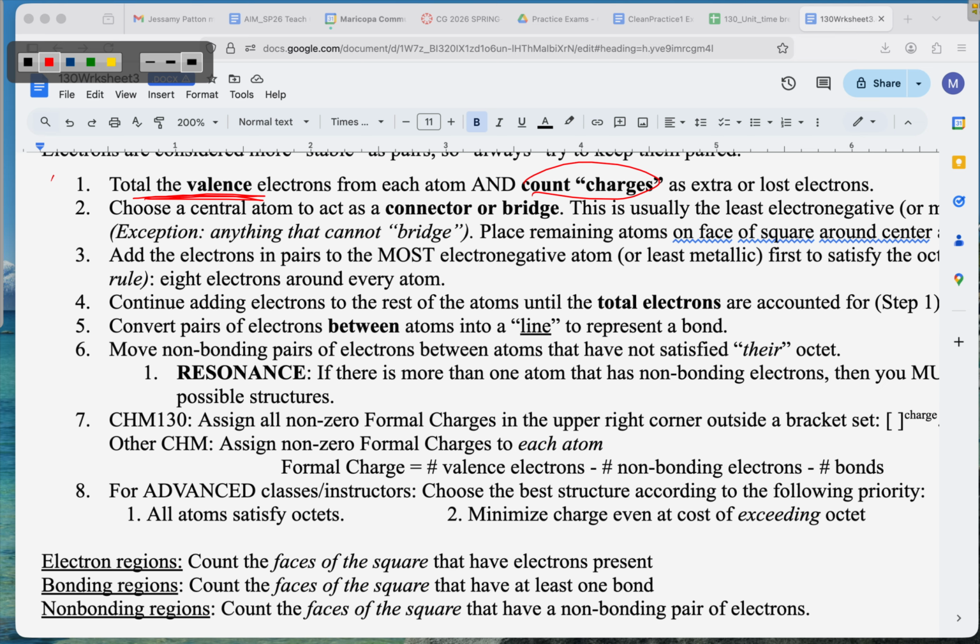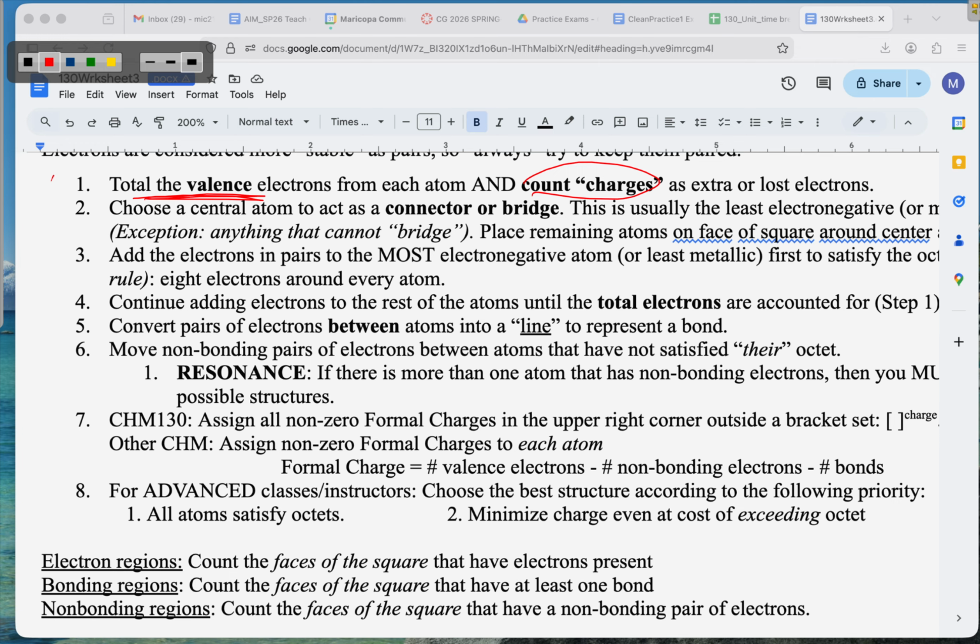And then the rest of your atoms will scatter around that central atom. In future classes, you lose a central atom. Nothing is central. Right now you have a center atom, so put your other atoms around the center. Where should you place them? You should place them on the faces of a square. Why a square?